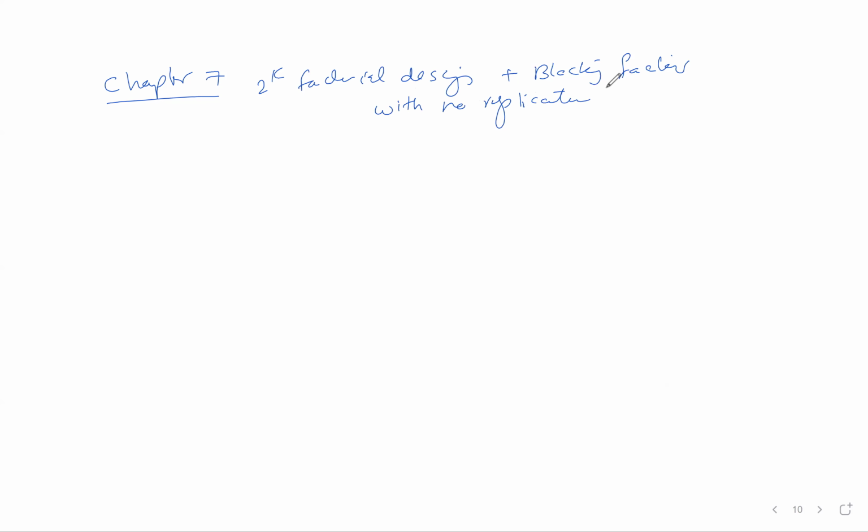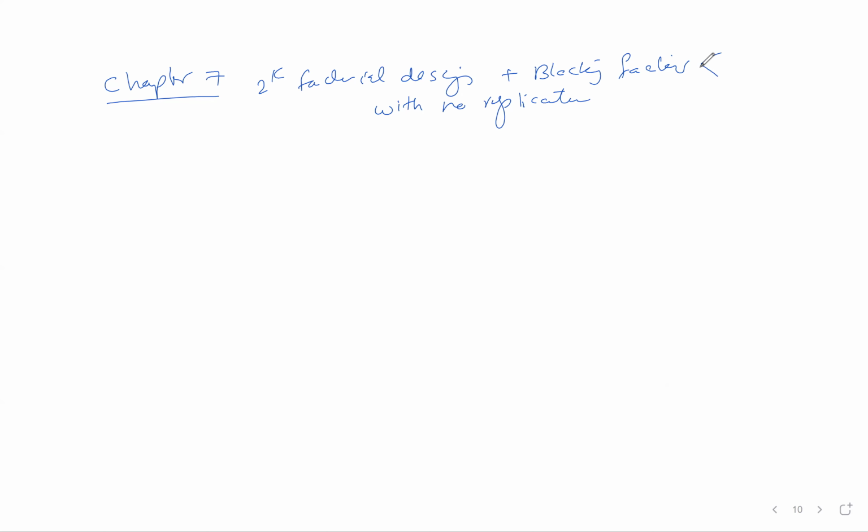2 to the power k factorial design means k treatment factors. There is no blocking factor in chapter 6. But in chapter 7, we include a blocking factor, and we assume the blocking factor has 2 levels or 4 levels and so on. So with no replication to save much resources. The problem with this case is there are not many degrees of freedom to estimate everything and test everything. But we need to save resources.